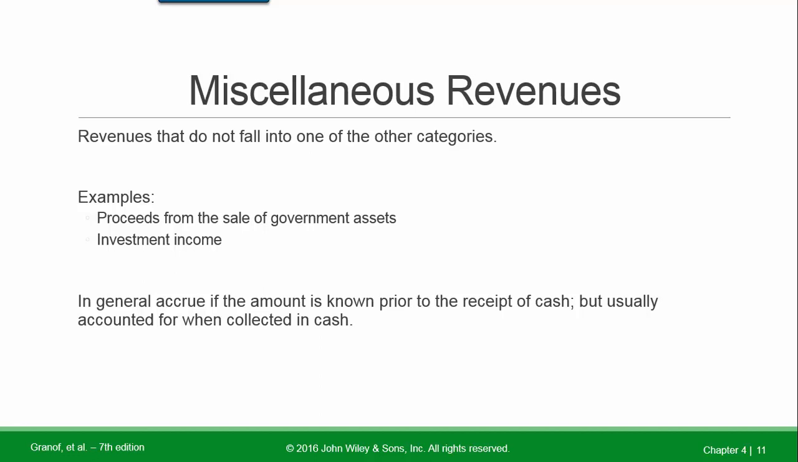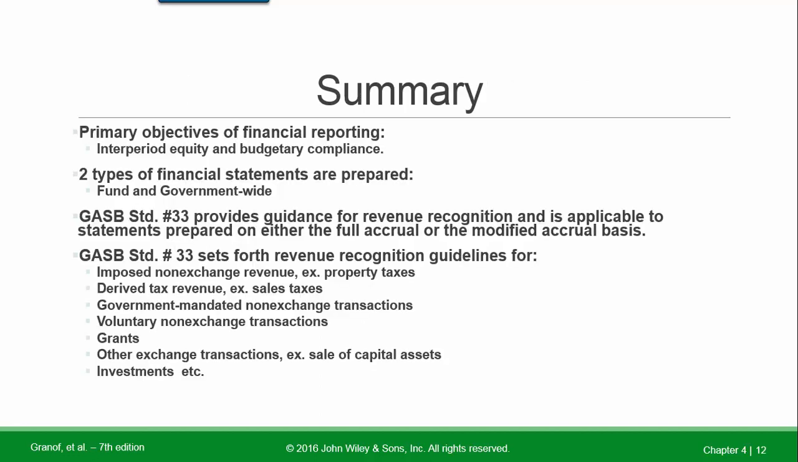So we have our work cut out for us in Chapter 4 in dealing with all of these different types of revenues. So our summary: primary objectives of financial reporting, inter-period equity and budgetary compliance. Two types of financial statements prepared, fund and government-wide. GASB Statement Number 33 provides guidance for revenue recognition and is applicable to statements prepared either on the full accrual or the modified accrual basis. This standard statement sets forth revenue recognition requirements for, and you can see the list, items that we have covered.